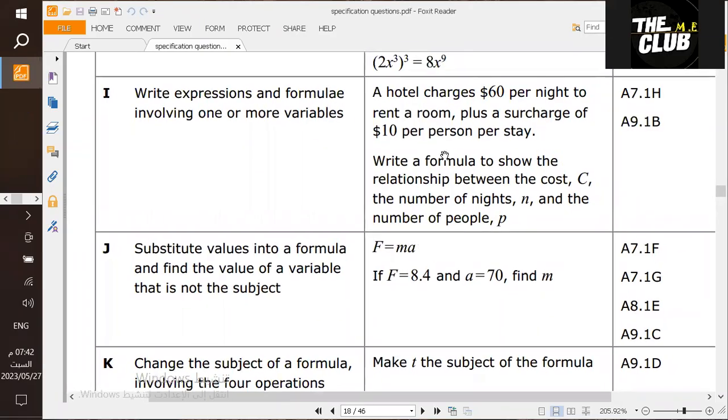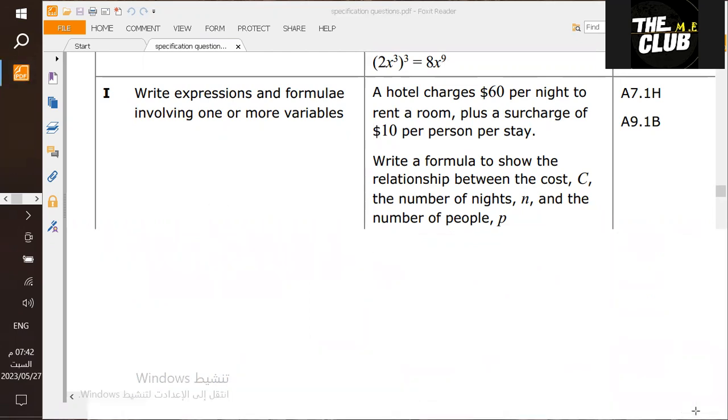Question I. A hotel charges $60 per night to rent a room, plus a surcharge of $10 per person per stay. Write a formula to show the relationship between the cost C, the number of nights, and the number of people P. Okay, we want to see how to write a formula. We are not going to work with it, just write the formula, because I will show you how to write a formula and work with it in the questions.